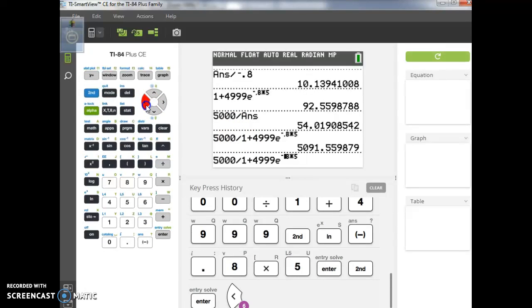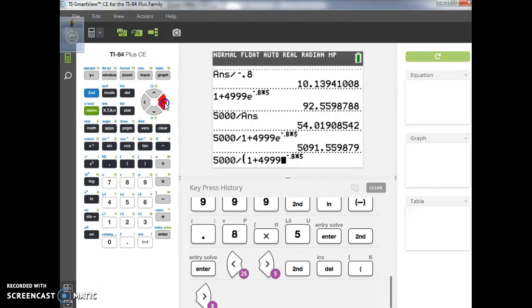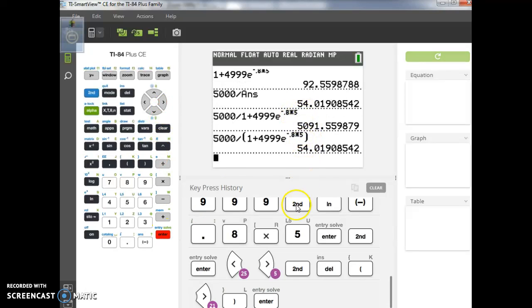If I go back over and I insert a parentheses here, not there, I went too far, didn't I? So I'm going to do second, insert, open parentheses, I'll go to the end. So, y'all, you could do it this way, and look, you get the same thing, approximately 54.